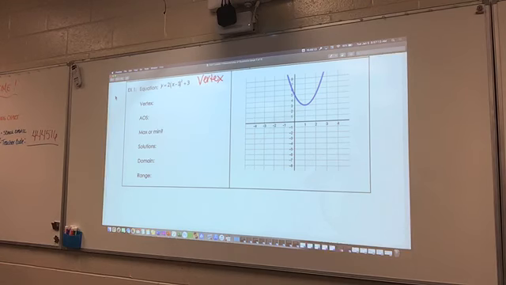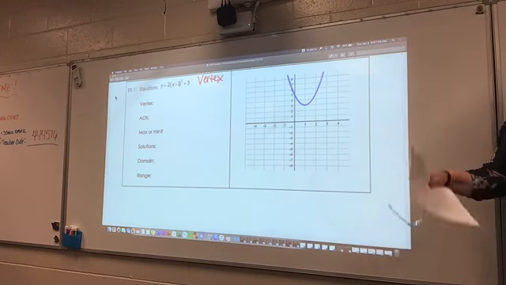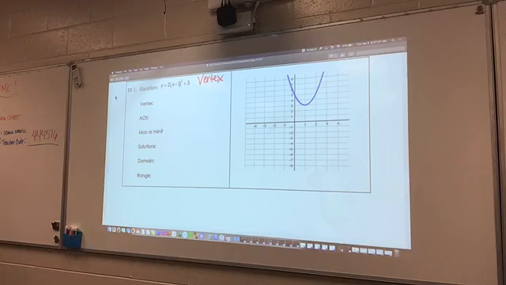All right, Brielle, what did you get for your axis of symmetry? I got x equals 1. Very good. And how do I know that that's what that is? It's the x of the vertex. Exactly. It's the line splitting it down, going right through the vertex. Good job. All right, Caden, max or min? Minimum, and I know it's a minimum because it's concave up. Very good.